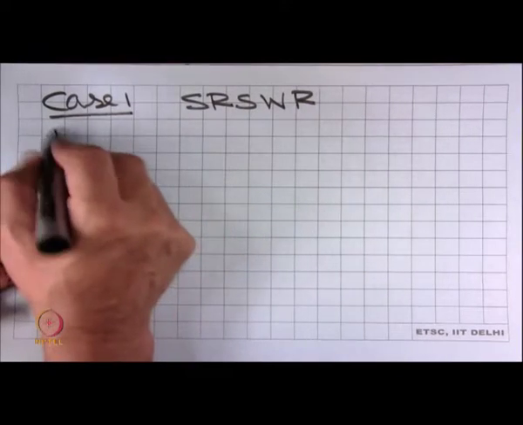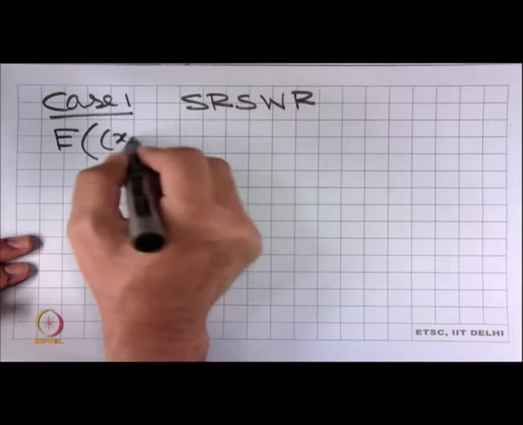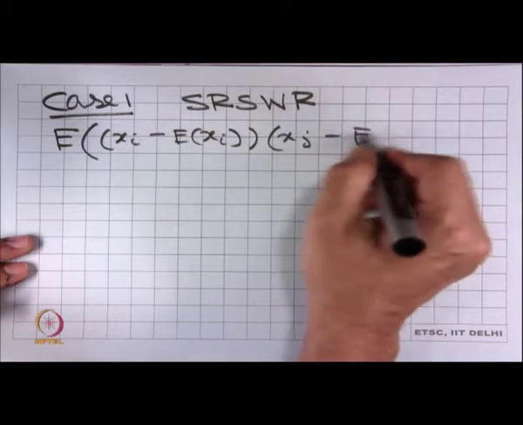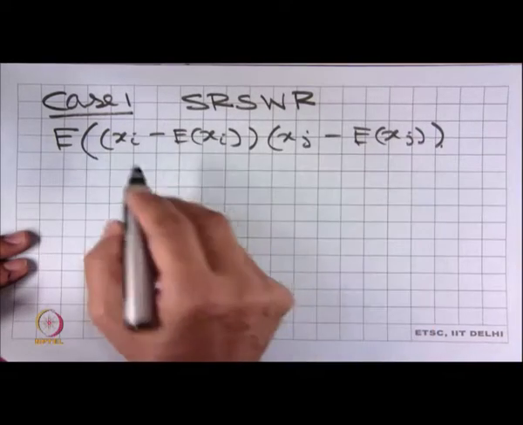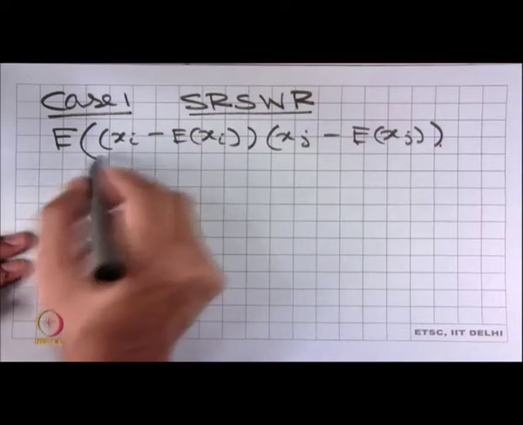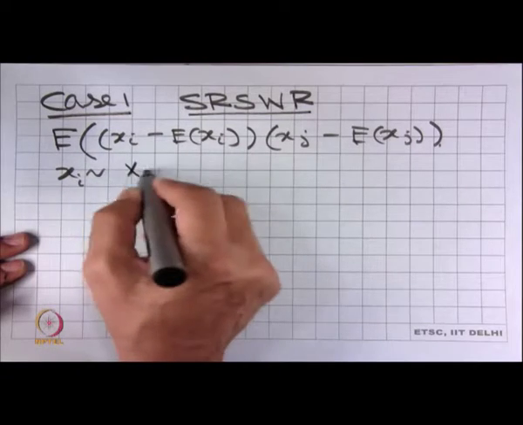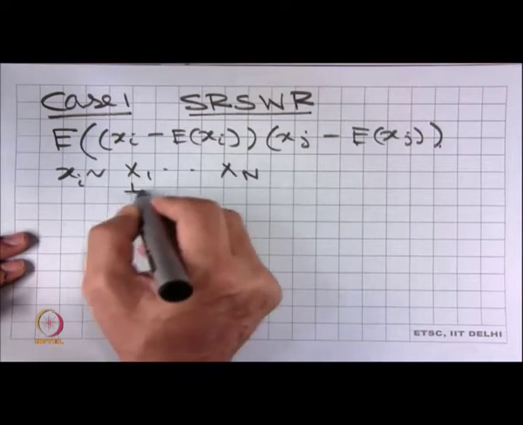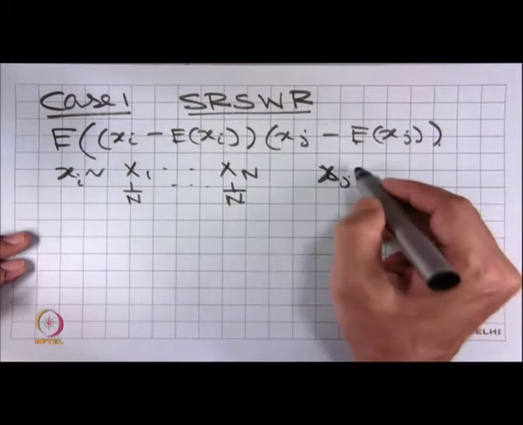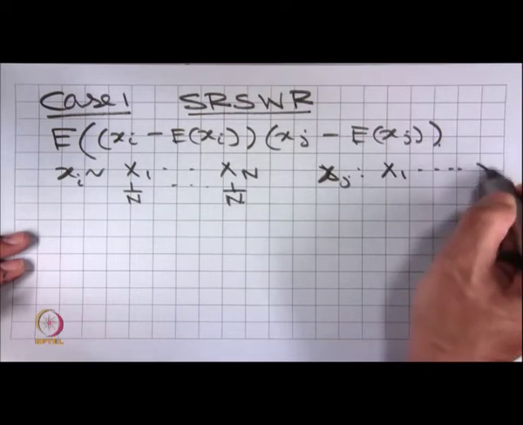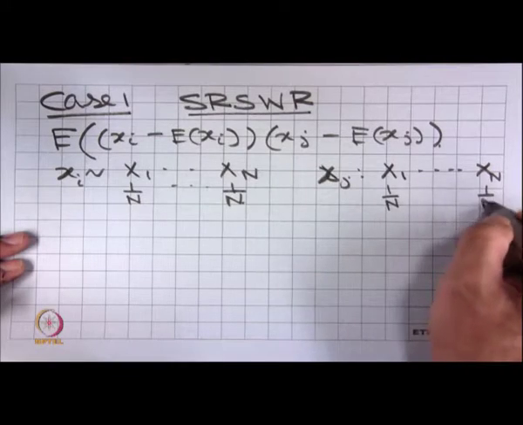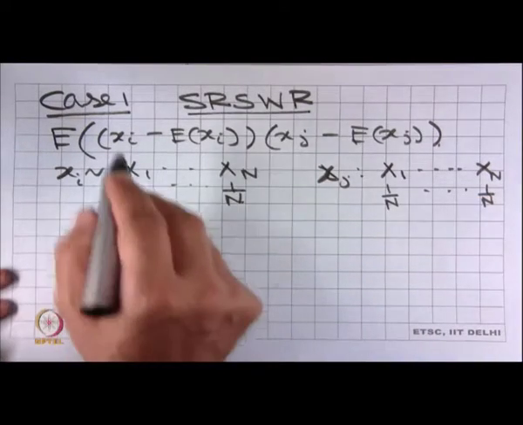So, what is the expected value of xi minus expected value of xi into xj minus expected value of xj? If it is SRSWR, then xi can take x1, x2, xn, each with probability 1 by n. Similarly, xj also can take x1, x2, xn, each with probability 1 by n.